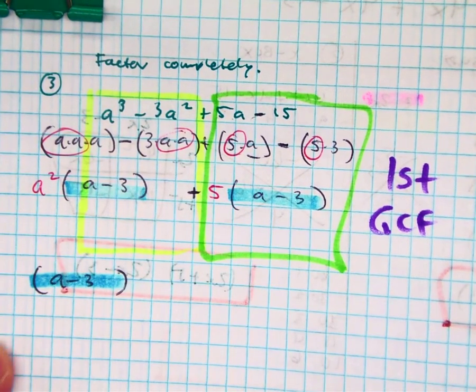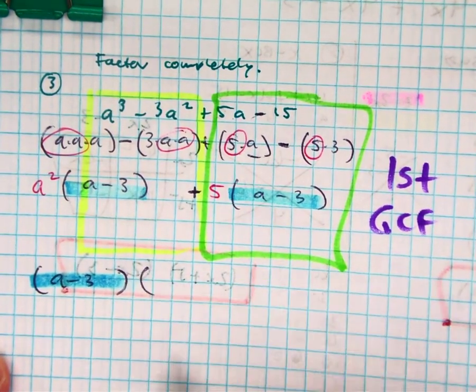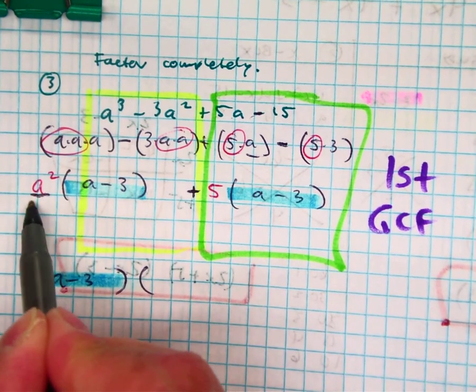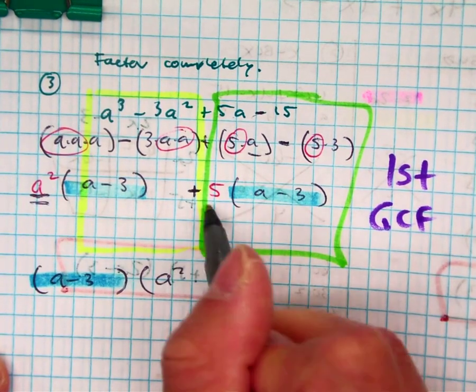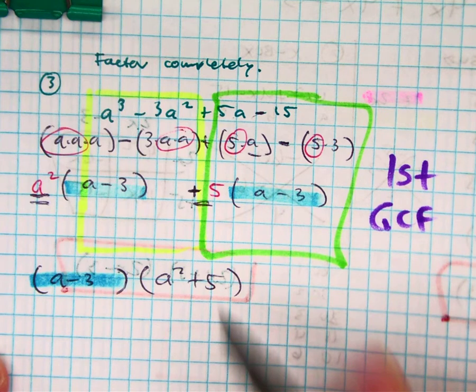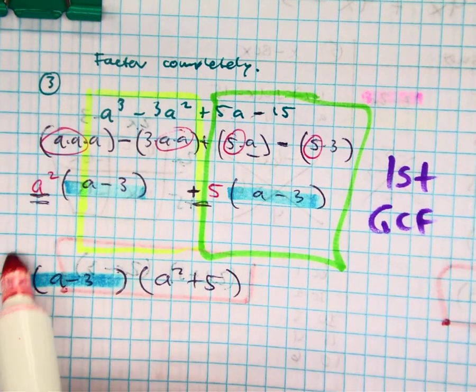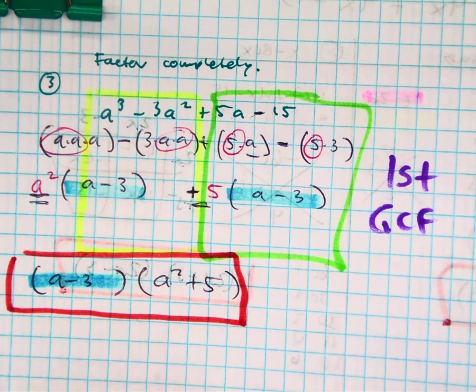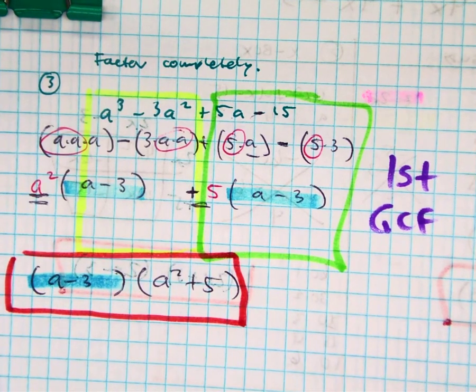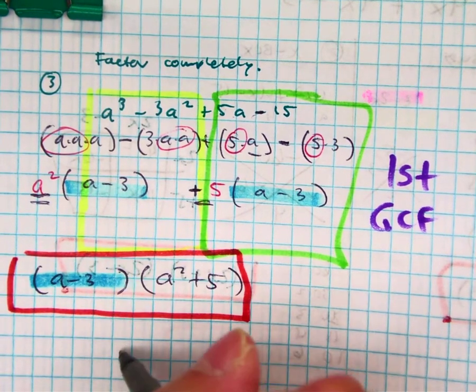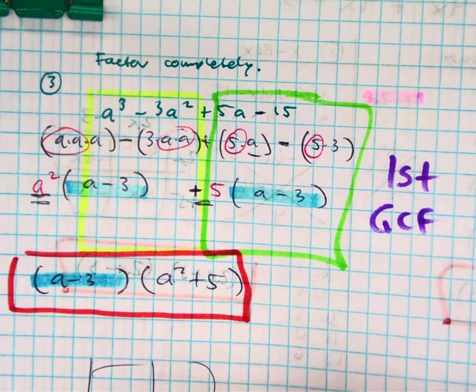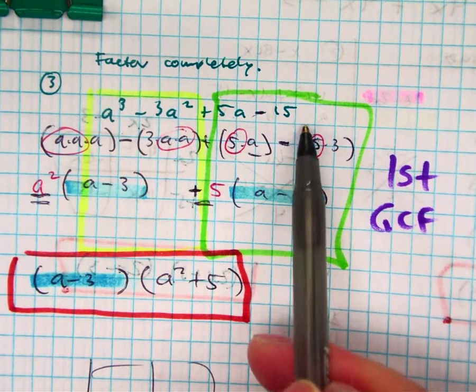What did I not highlight in blue, class? A squared plus 5. And this is my answer. Now you can always check your answer if you wanted to. I'm not going to take the time, but you can just put that into the box or foil and you'll realize it'll come back to these 4 terms.